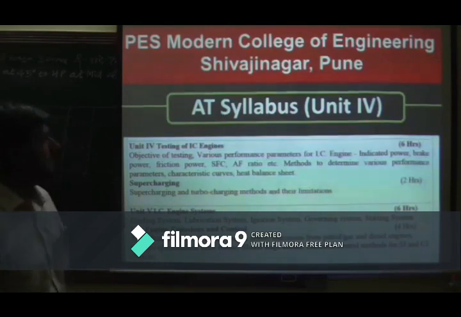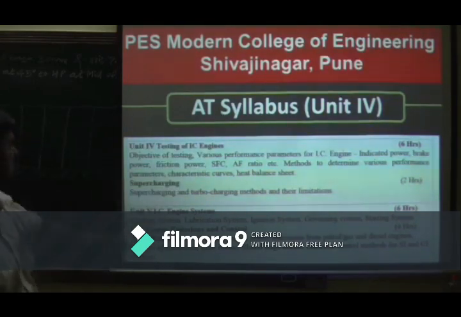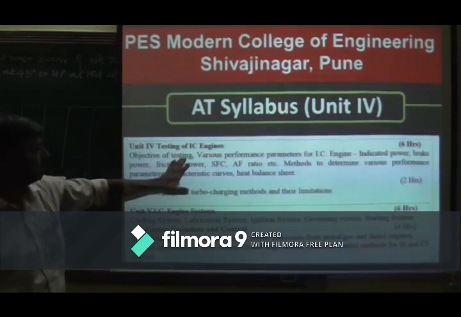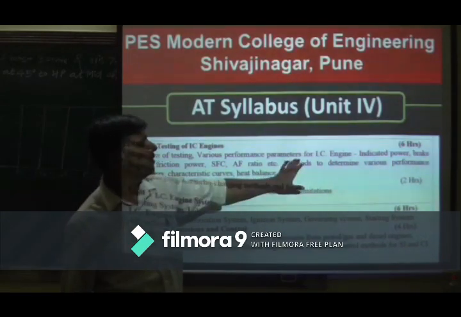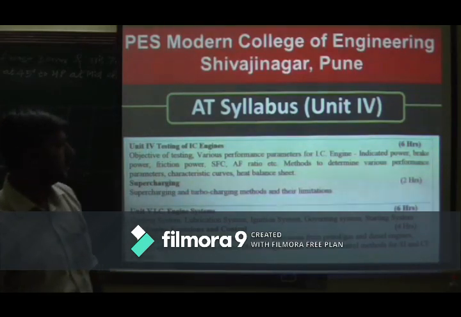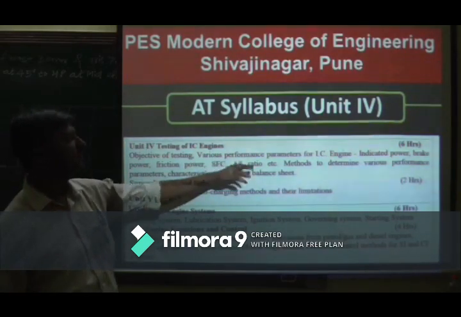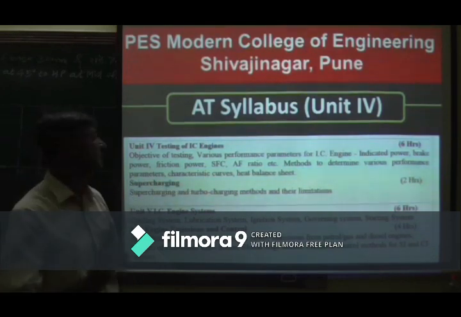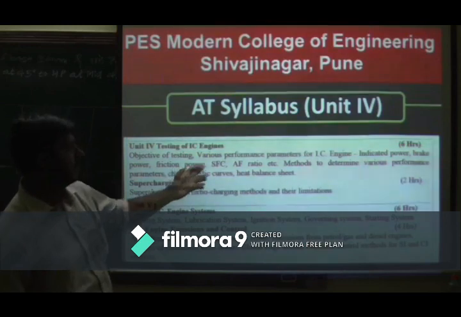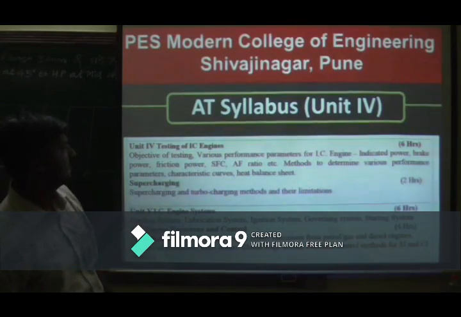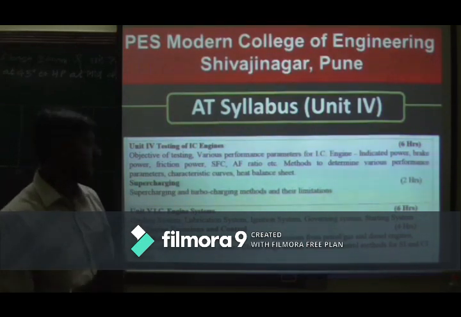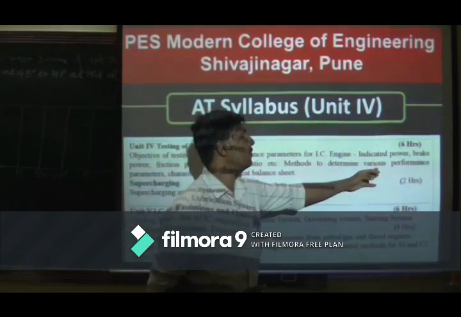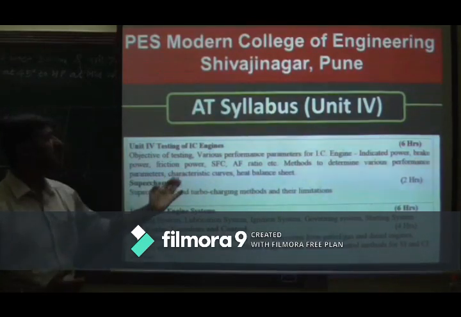If you see Unit 4 syllabus, what topics are included in Unit 4? See objectives of testing, then various performance parameters that you have to learn in this particular unit. What parameters we have to learn? Indicated power, brake power, friction power. We are already familiar with. We have done experimentation, and we have learned these concepts in that particular experiment. Also, we have to see various performance parameters, various performance characteristics. Also, we have to study.